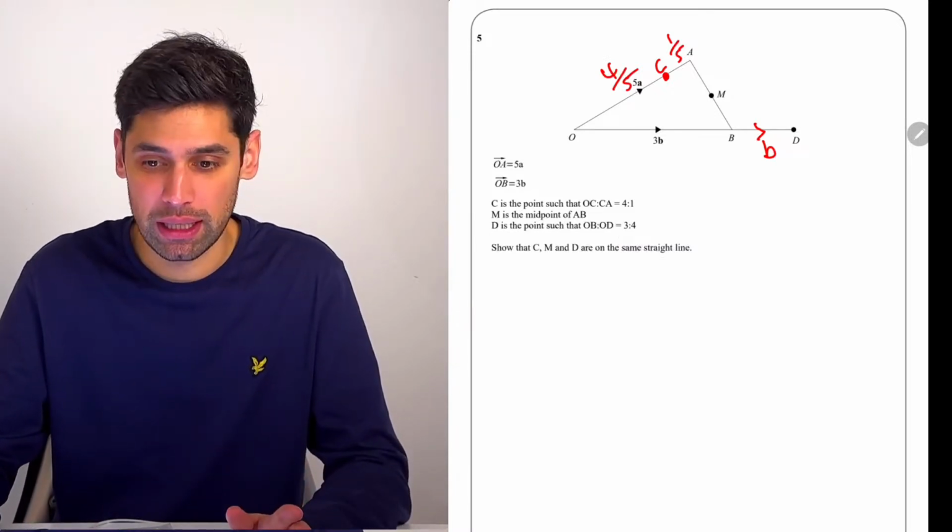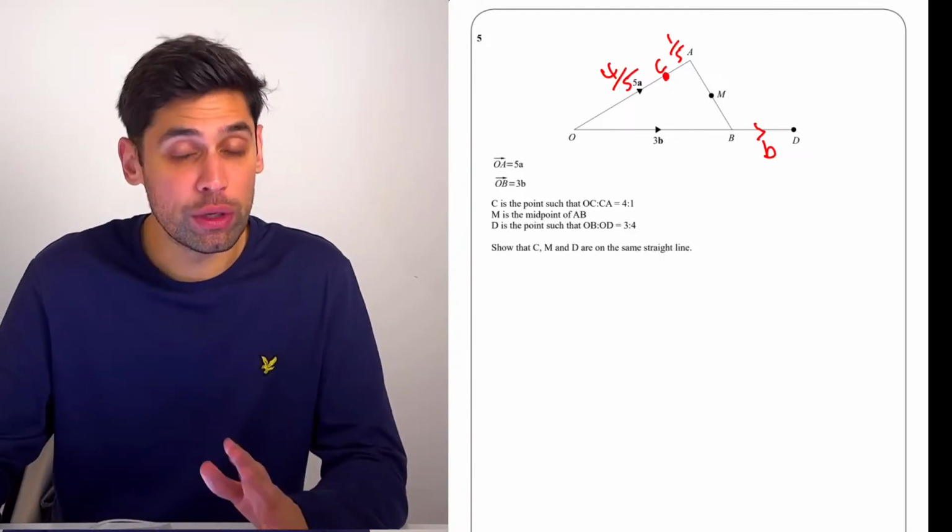Now, all of this information, it's almost cryptic in the way it's given to us. Believe me, it's not easy to find. But if you can find it, it's really, really valuable.